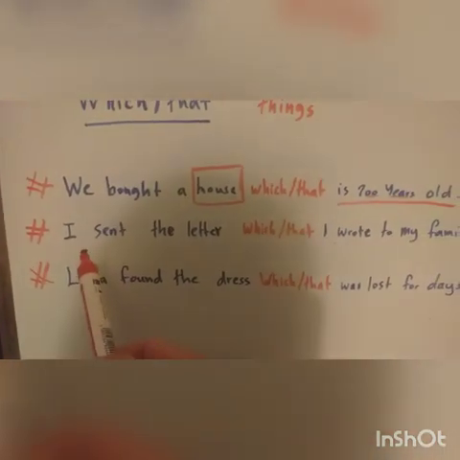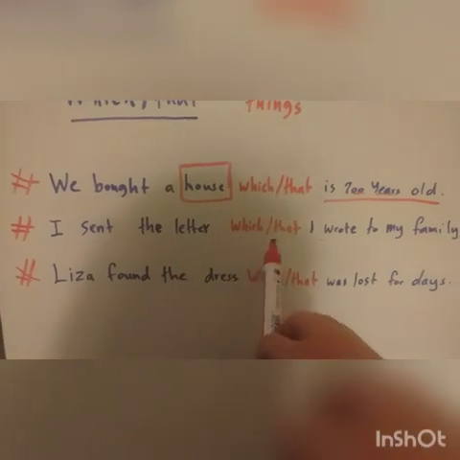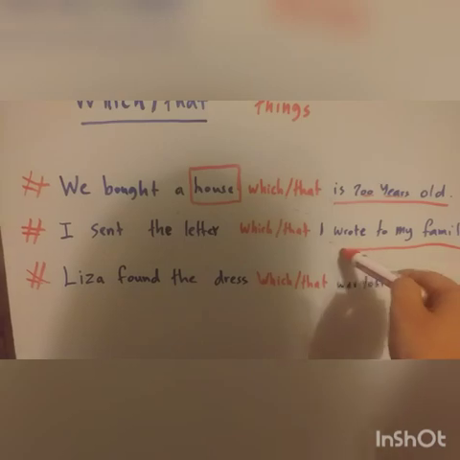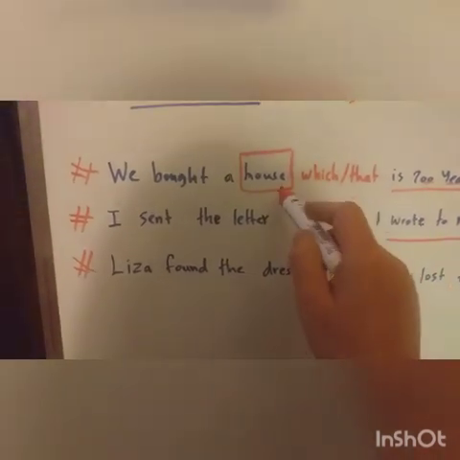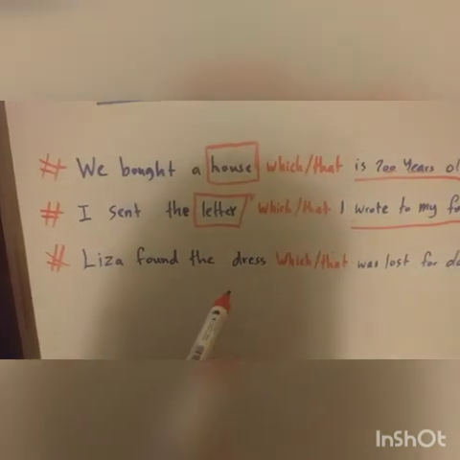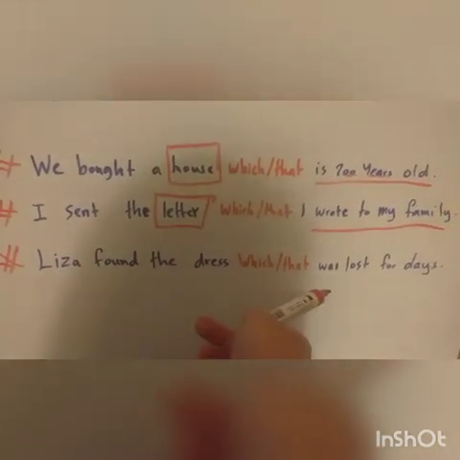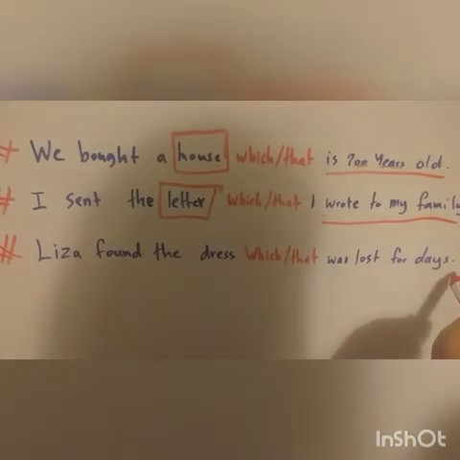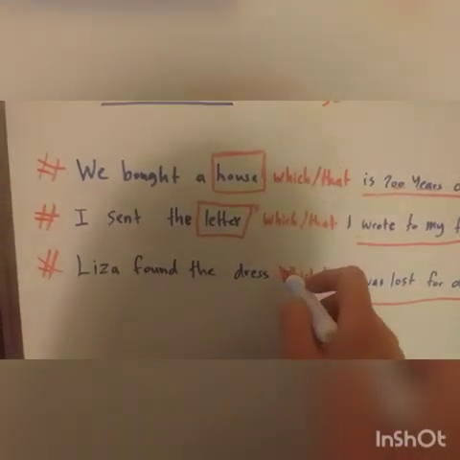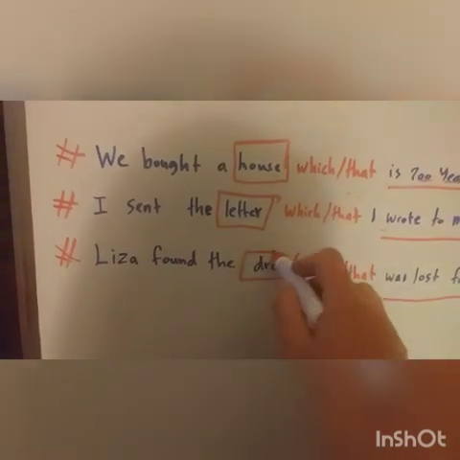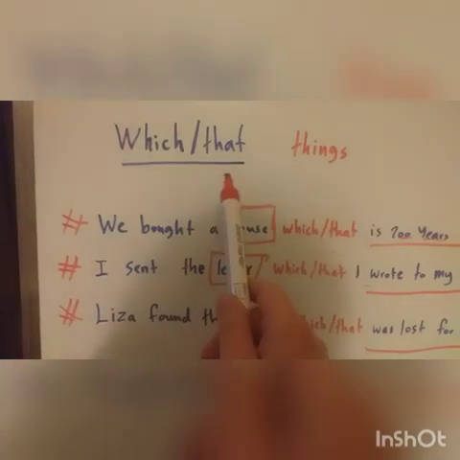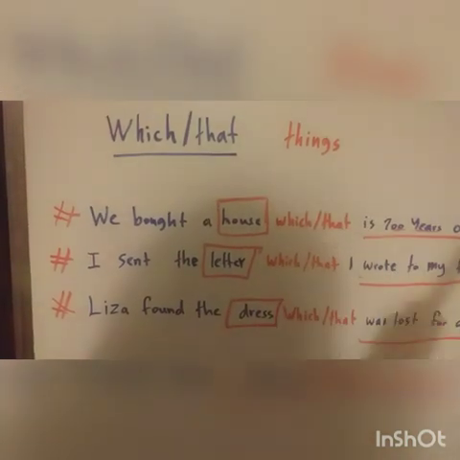The second example: I sent the letter which or that I wrote to my family. Here we have related this clause to the letter, which is a thing. Lisa found the dress which or that was lost for days. Here we've related "lost for days" with the dress. And so we use which and that when we talk about things.